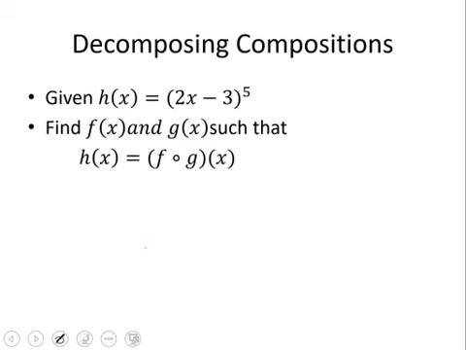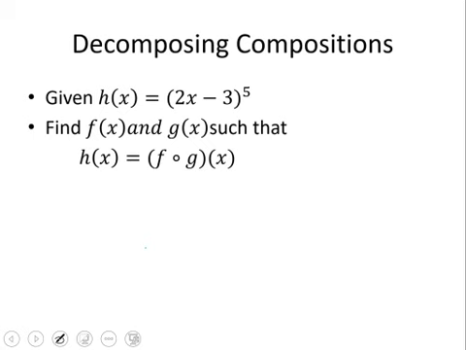All right, decomposing. When you're decomposing compositions, basically you have the final function, and you want to break it up and find the f and g functions of the original. So let's say we have this function, h of x is equal to (2x minus 3) to the 5th power, and we want to find f of x and g of x so that we can use f of g. To check it, you just go back and do f of g and see if it gets you back to the original. If it does, then it works. If it doesn't, then it's wrong.